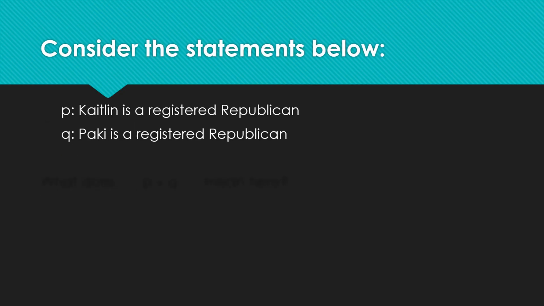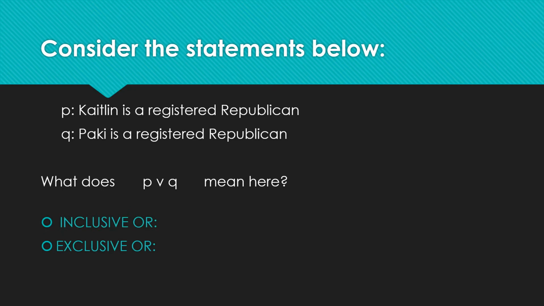So in this next example, we're going to be considering two statements, and then we're going to figure out what the disjunction means. It says statement P is Caitlin is a registered Republican. Statement Q is Pocky is a registered Republican. And our question here is, what does P or Q mean? So remember that little V there, that's our symbol for or. Well, of course, it really depends on if we're talking about the inclusive or the exclusive or. If we're talking about the inclusive or, remember that means P or Q or both.